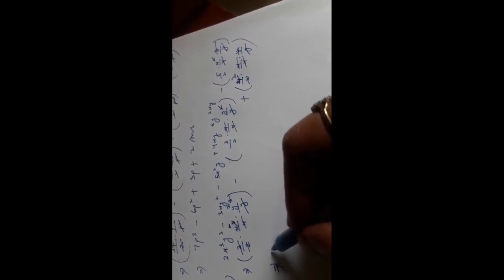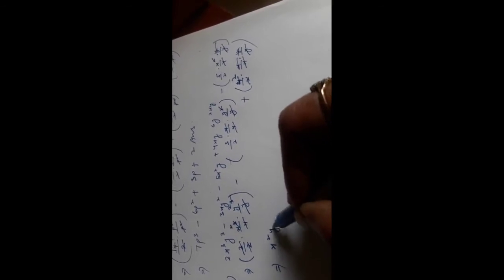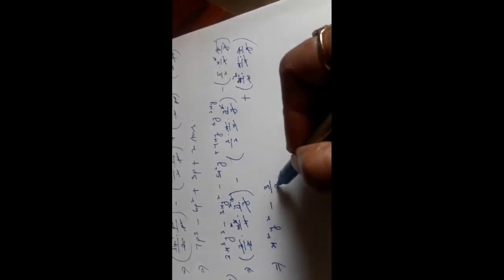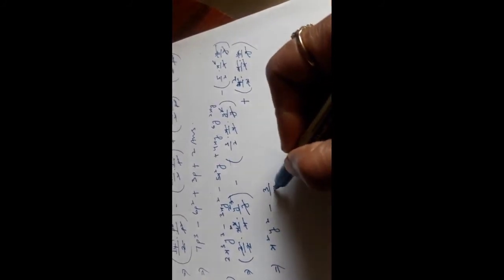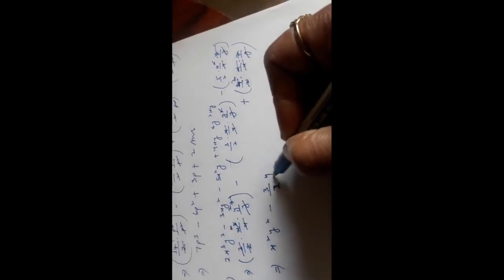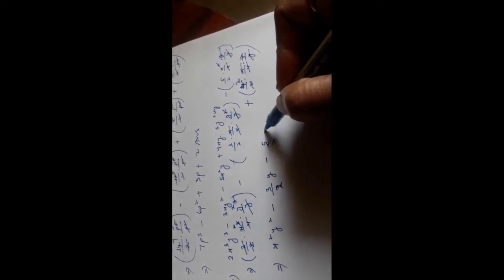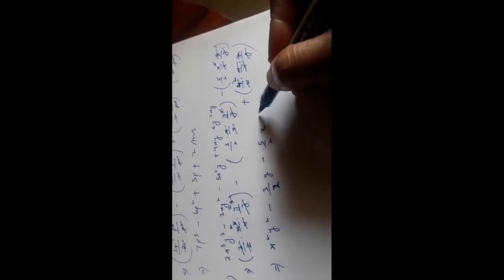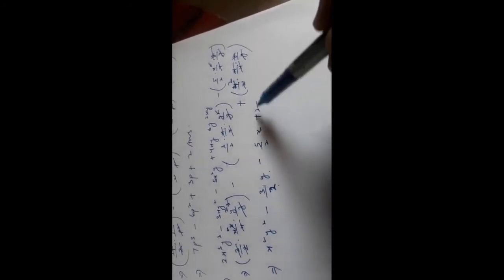So now check out what we are left with. 2 with 2 cancelled, only x square and y square, minus 3 by 2, only y is left here, minus 5 by 2, only x is left here, and only 2 is left here. So answer of fifth part of question number 2 is x square y square minus 3 by 2 y minus 5 by 2 x plus 2.